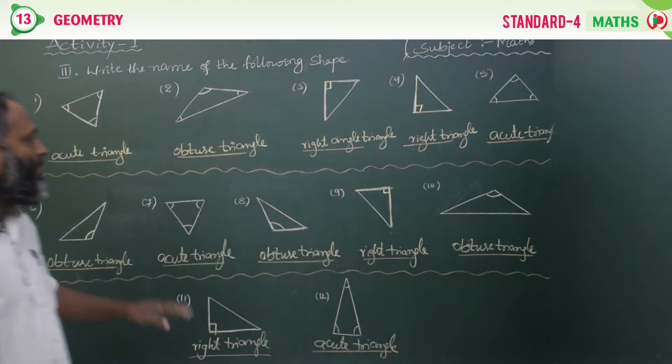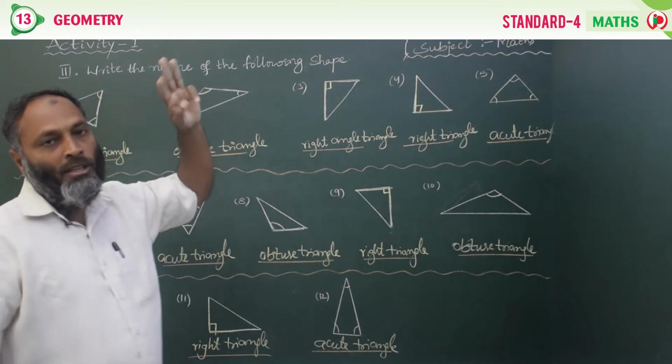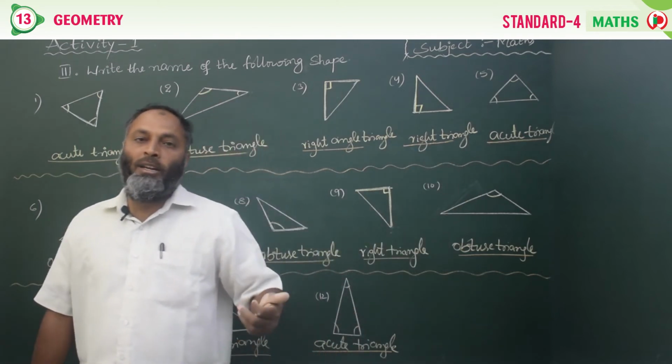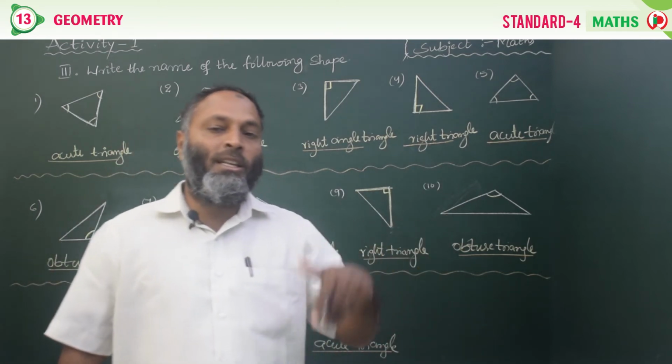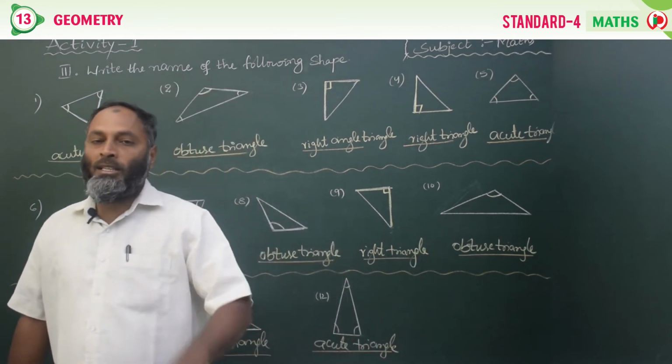Okay. So this is about the different types of triangles based on the angles. If all the three angles are less than 90, then that is acute. If one of the three angles is more than 90 degrees, then that is obtuse. If one of the angles is 90 degrees, then that is a right triangle.